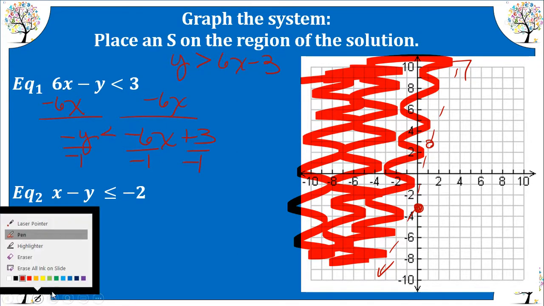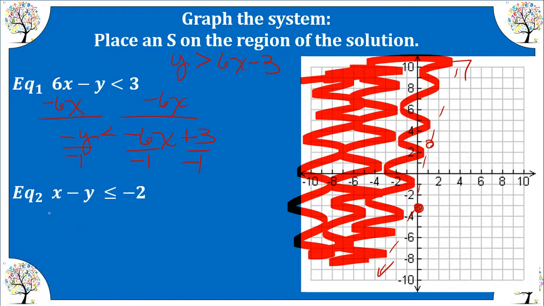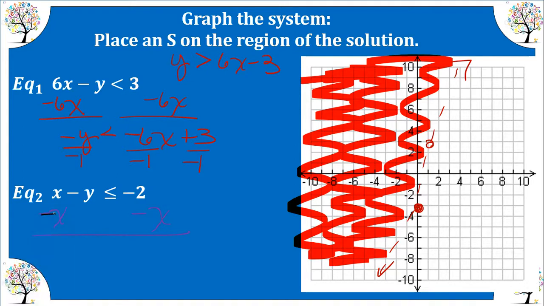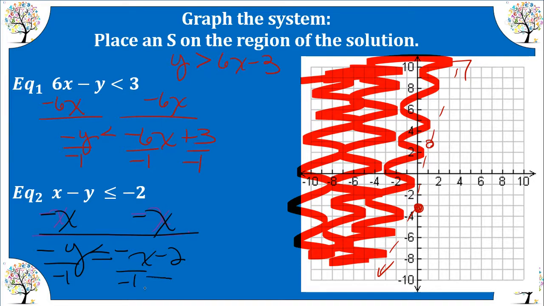Now let's take a look at our second equation. We're going to subtract x minus x. We want to make sure we can read this. We have negative y is less than or equal to negative x minus 2. We are going to divide by a -1 again, so we have to reverse, and we have y is greater than or equal to positive 1x plus 2.